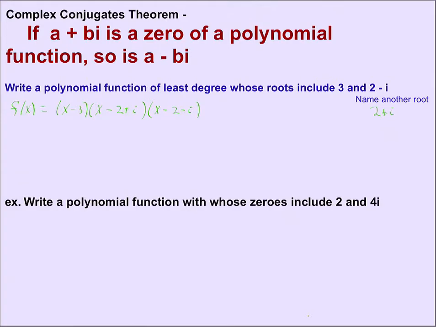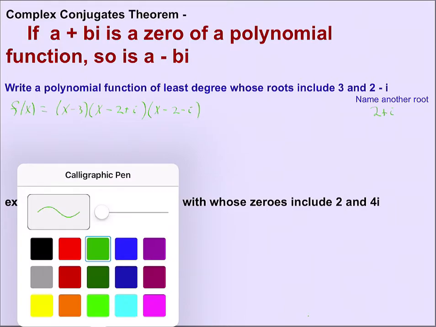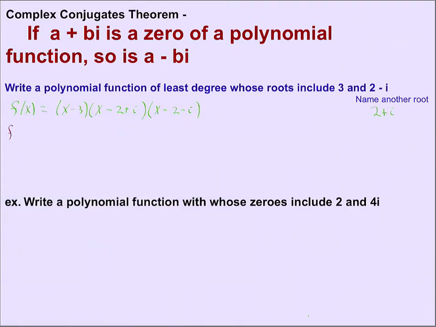So that is my polynomial function. I don't want to have an i in my answer, so I do want to FOIL this out. My recommendation to you for foiling is, even though the i's are annoying looking and a little bit frightening because we're not so used to them, deal with them first because they'll cancel each other out. So I'm going to hold on to this x minus 3 for just a minute, and I'm going to FOIL out the x minus 2 plus i times x minus 2 minus i.